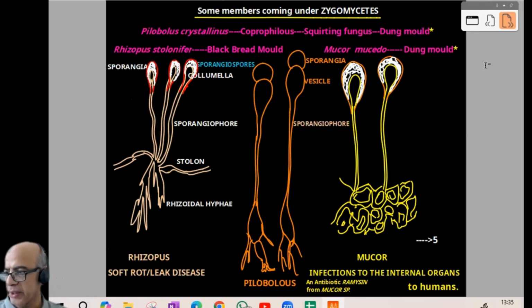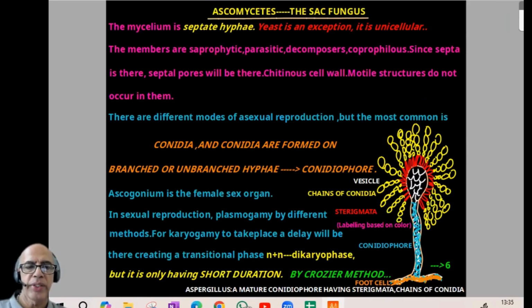Then sac fungi, Ascomycetes: septate hyphae, yeast being an exception, unicellular. Septal pores will be there. Then chitinous cell wall; motile structures do not occur. The most common method of asexual reproduction is conidia. Here you can find Aspergillus, Penicillium, with chains of conidia. Ascogonium is the female sex organ. Plasmogamy occurs by different methods. Karyogamy is delayed, so there is a transition phase called the dikaryotic phase, of short duration. From a dikaryotic cell, other cells also become dikaryotic by transferring nuclei; this phenomenon is called dikaryotization.